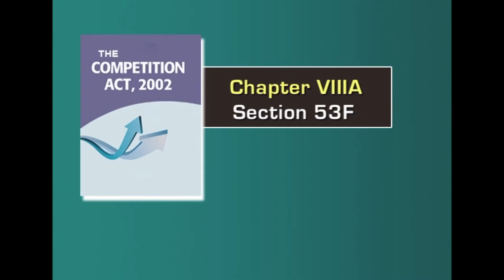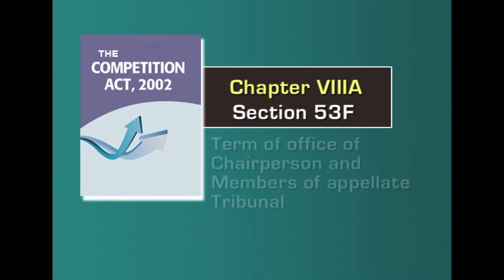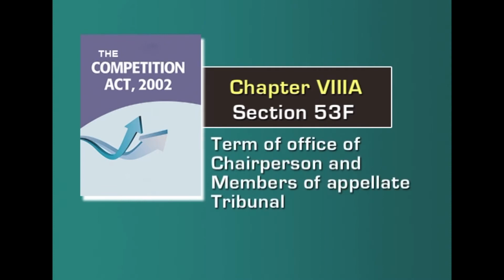The next section we are going to discuss is section 53F, which talks about the term of office of the chairman and the members of the appellate tribunal. The term prescribed under this section is 5 years. It also provides for reappointment, and the eligibility condition is that the chairperson shall not exceed the age of 68 years, and the members shall not exceed the age of 65 years. So, it is clear that the term is set for 5 years, and the age is also prescribed in terms of their re-eligibility under section 53F.